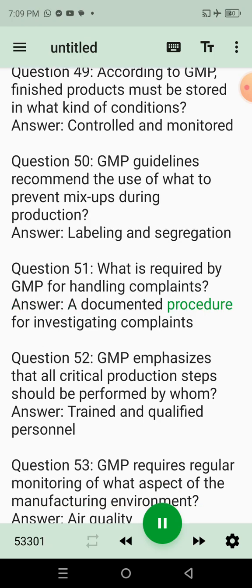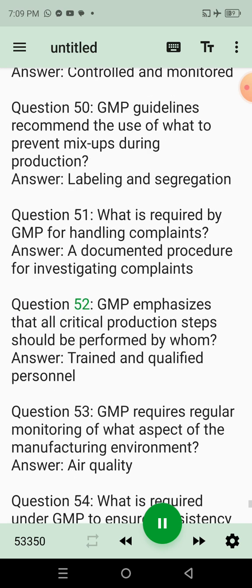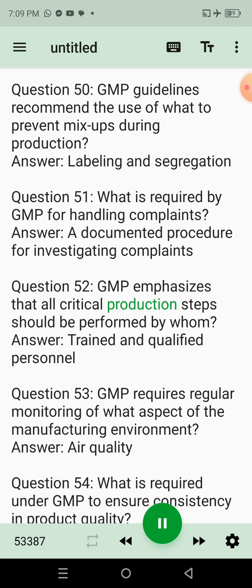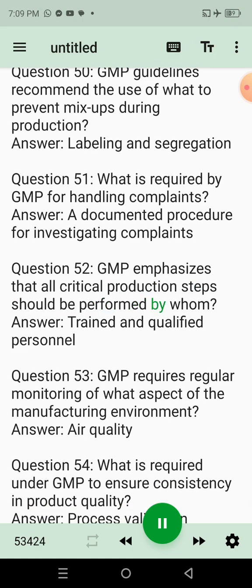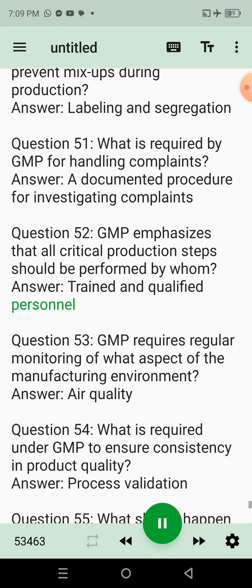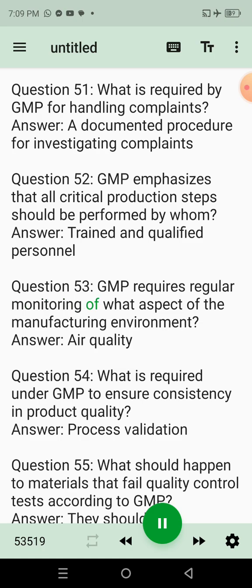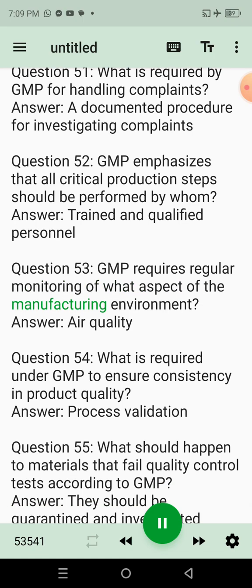Answer: a documented procedure for investigating complaints. Question 52. GMP emphasizes that all critical production steps should be performed by whom? Answer: trained and qualified personnel. Question 53. GMP requires regular monitoring of what aspect of the manufacturing environment?